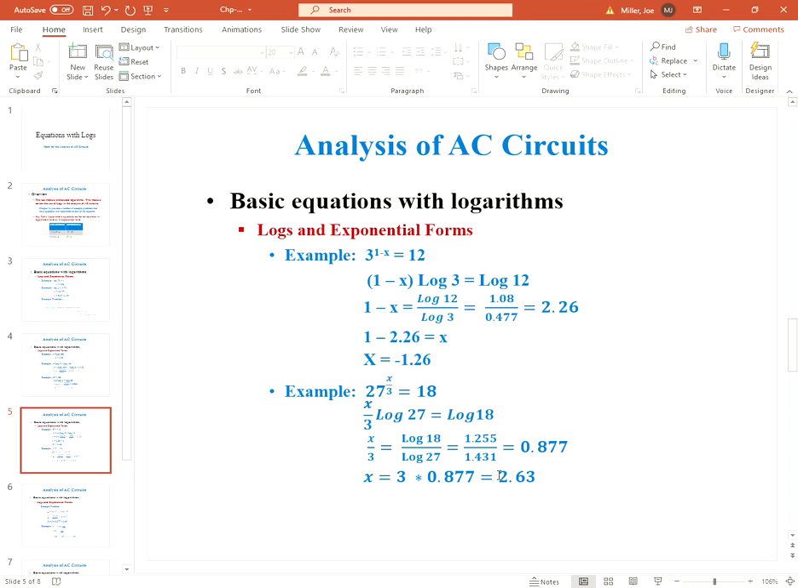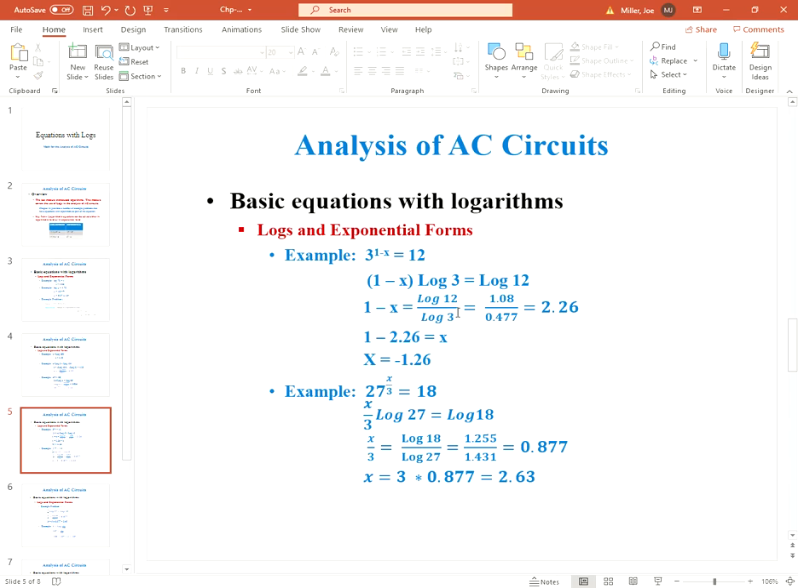Next example, 3 with an exponent of 1 minus x equals 12. Let's solve this. So we quickly change it into the log form. We take the log of both sides of the equation. So we're left with the log of 3 with an exponent of 1 minus x is equal to 1 minus x times the log of 3. Take the log of this side, that's log of 12. Divide both sides of this equation by the log of 3. You're left with 1 minus x equals the log of 12 divided by the log of 3.